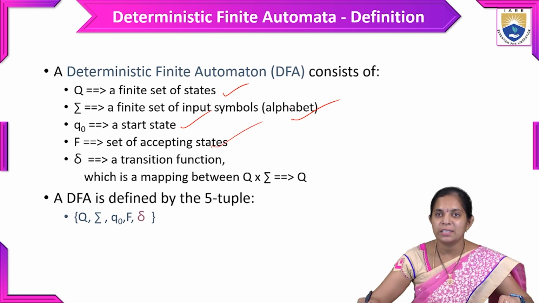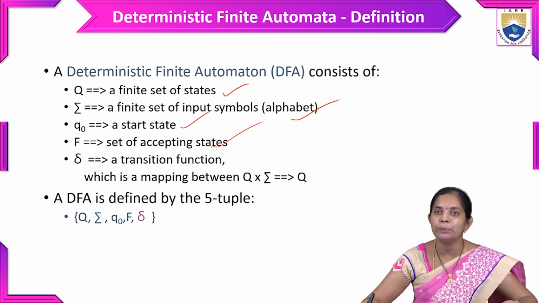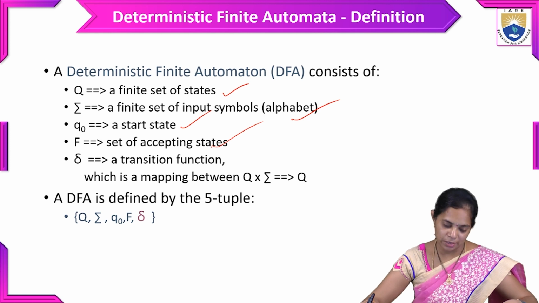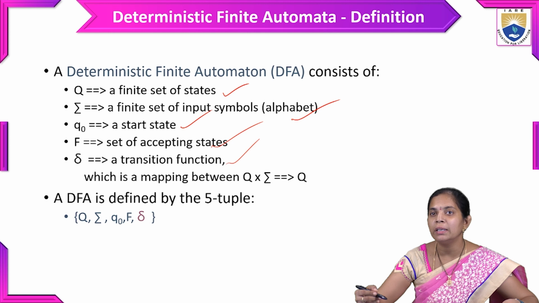And F is the set of final states. Based on the transition diagram, we can have multiple final states, so F is a finite set of states. And delta is the transition function. The transition function represents, for a given input symbol, from which state it goes to another state. Based on the input symbol, the transition goes from the initial state to intermediate states, or from intermediate states to final states. That is represented by delta, and it is named the transition function.